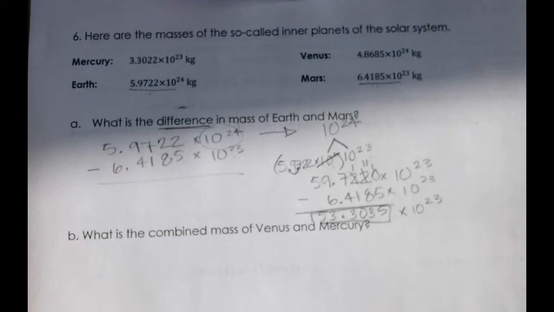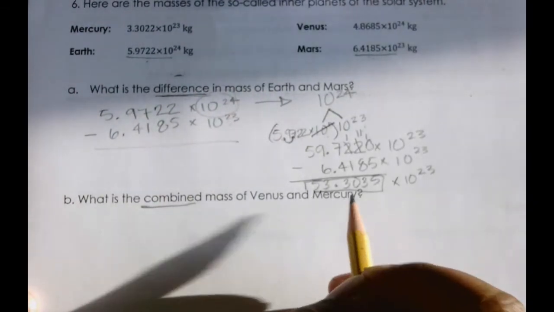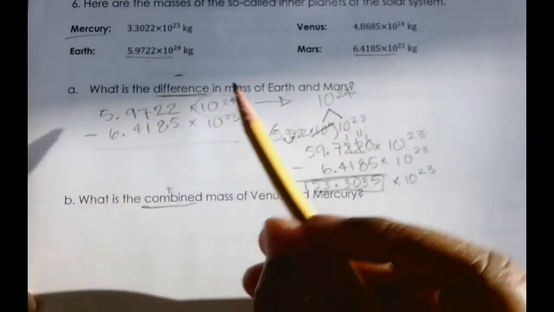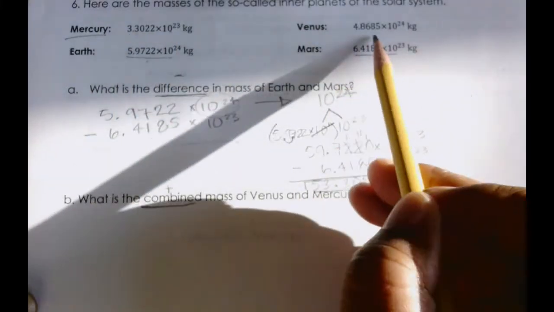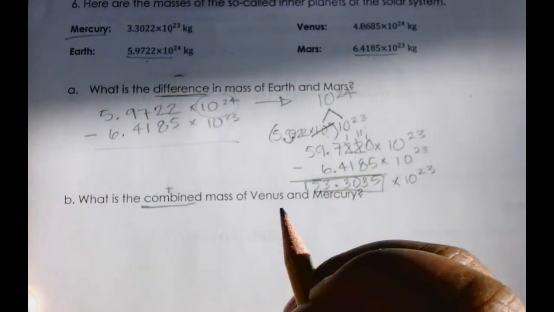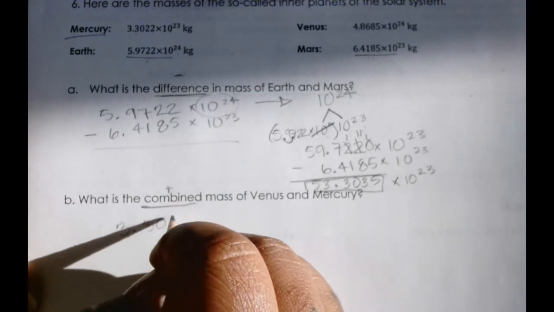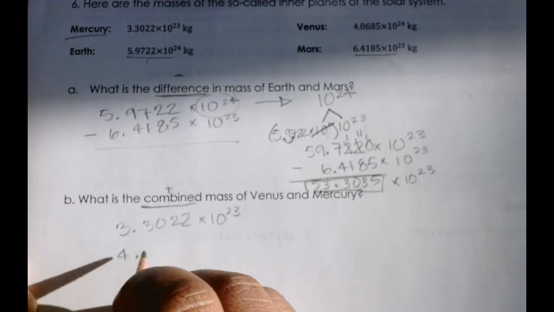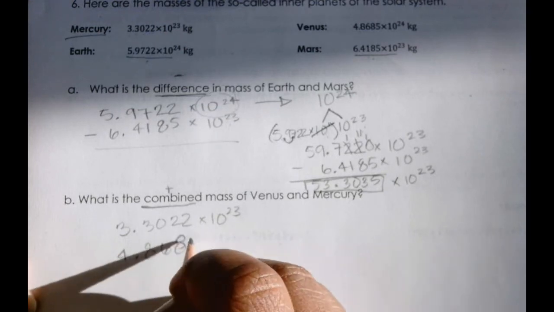The next question we're being asked is, what is the combined mass of Venus and Mercury? So I know that combined tells me I'm going to be adding these, so I'm going to be putting them together. And Mercury is 3.3022 times 10 to the 23rd, and Venus is 4.865 times 10 to the 24th. And I'm going to rewrite that just like I did in the last problem. I'm sorry, 4.865.